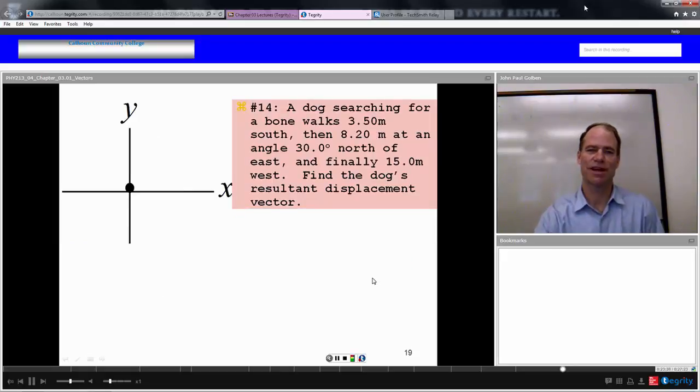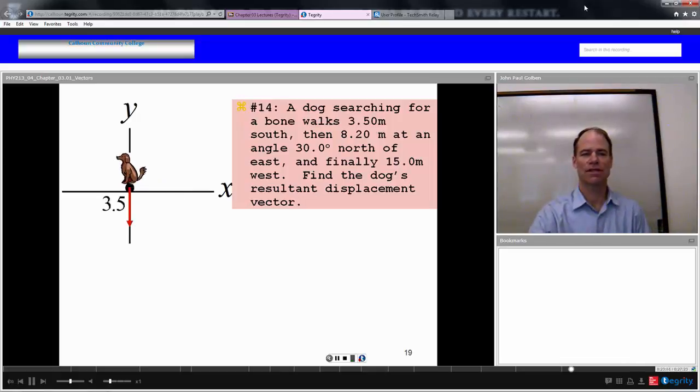All right, so let's try an example problem. A dog searching for a bone walks 3.5 meters south, then 8.2 meters at an angle 30 degrees north of east, and finally 15 meters west. Find the dog's resultant displacement vector.